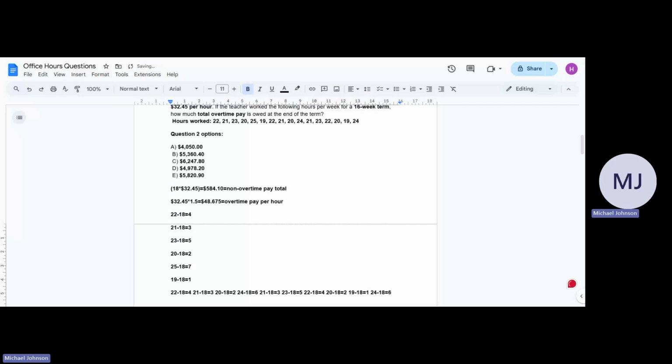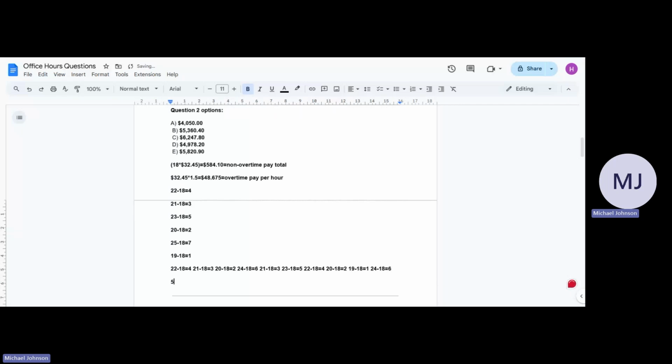So if we add all that up, we would get approximately 58 hours. So we add up all the differences, we get 58 hours of overtime. So then to get the amount of overtime pay, we multiply the 48.675 times the 58. And let's do that. So it would be 48.675 times 58. We do that, and let's see what we get out of that.